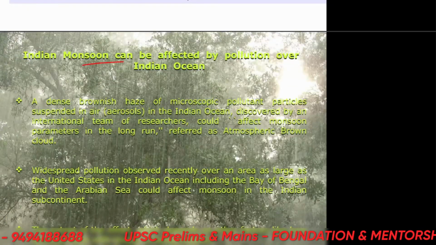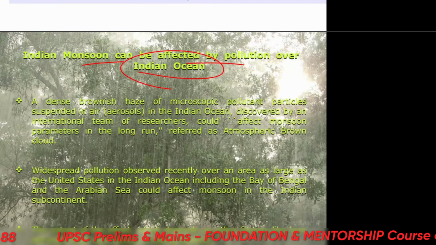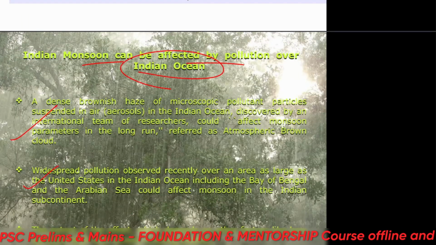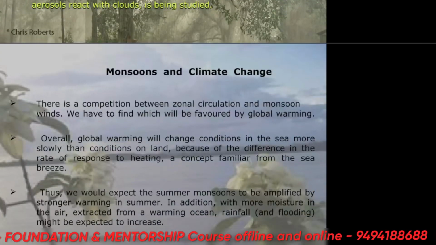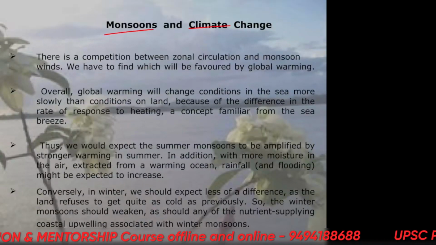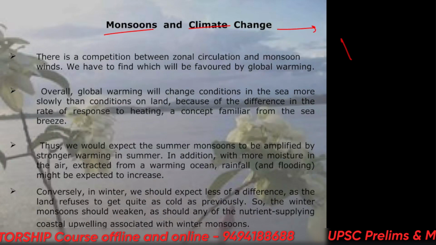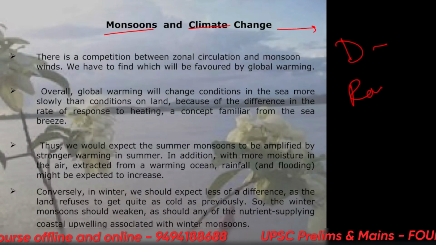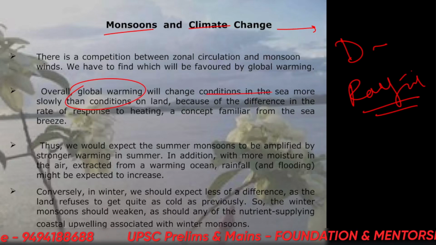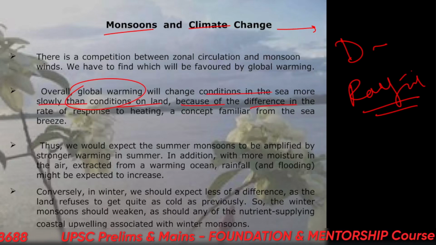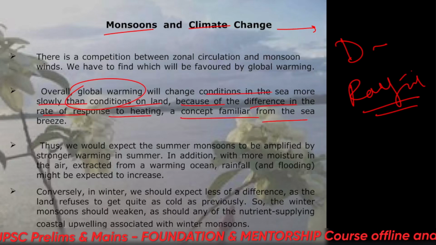Alright. So Indian monsoon can be affected by pollution also over Indian Ocean. So this is a theme that you can describe by yourself or research by yourself. One thing is monsoon and climate change. So of course climate change is affecting monsoons, the distribution as well as the rainfall. So global warming will change conditions in the sea more slowly than conditions on land because of the difference in the rate of response to heating, a concept familiar from the sea breeze.